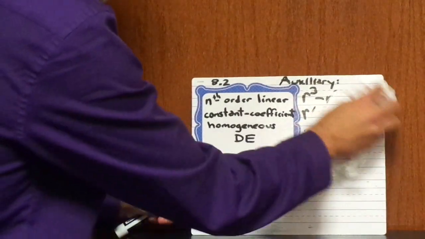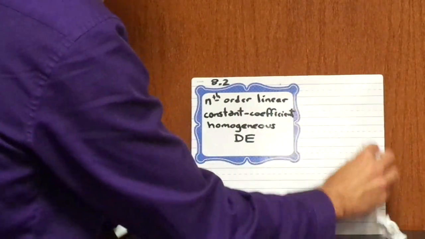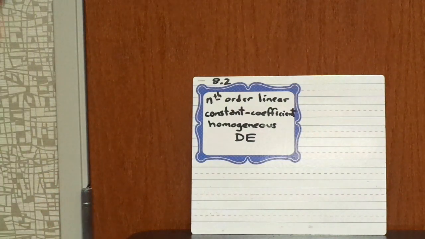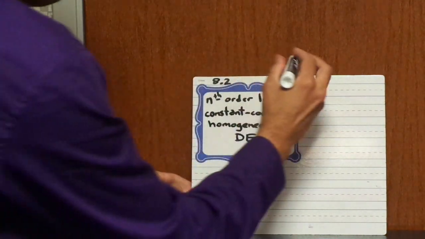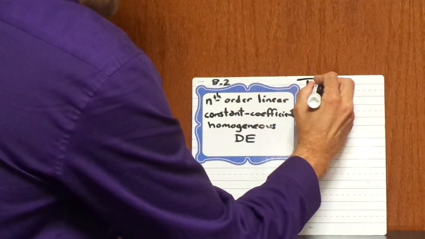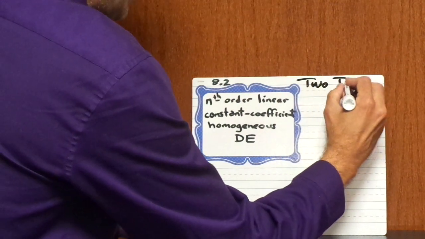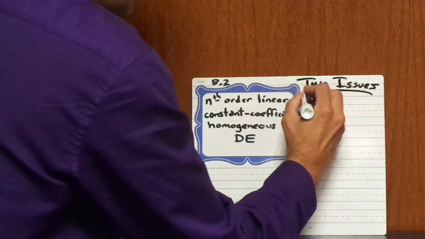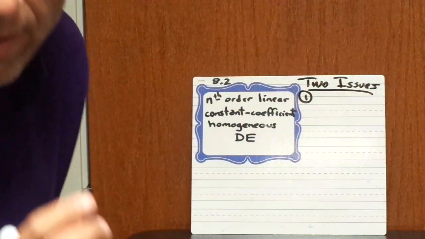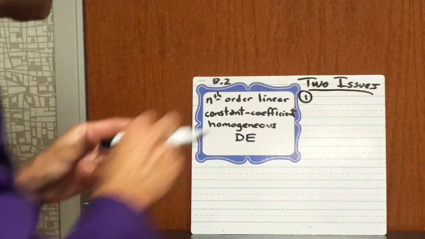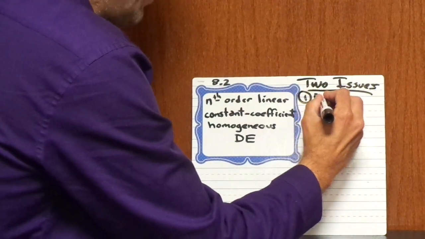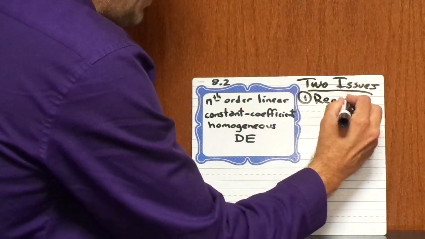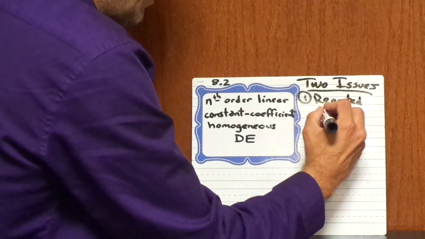There are a couple of issues that can come up, and I want to address both of these a little bit. So there are sort of two issues that do sometimes arise with this. The first one is you could get repeated roots to the auxiliary equation. So let me say a quick word about this.